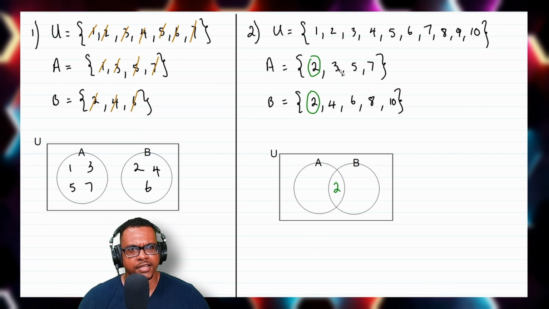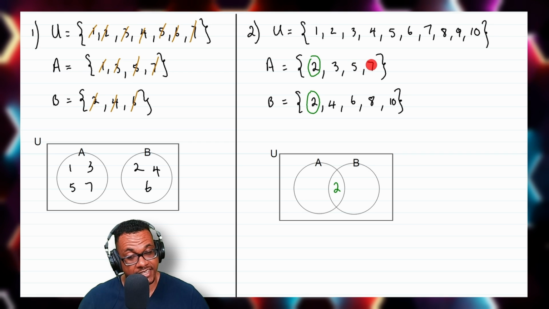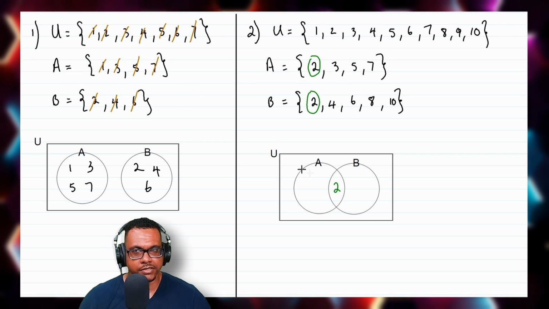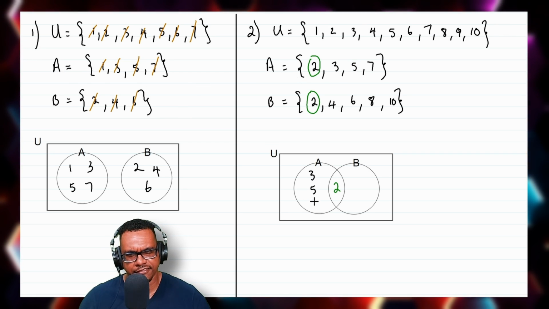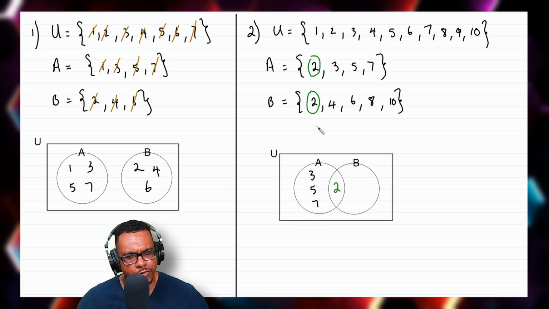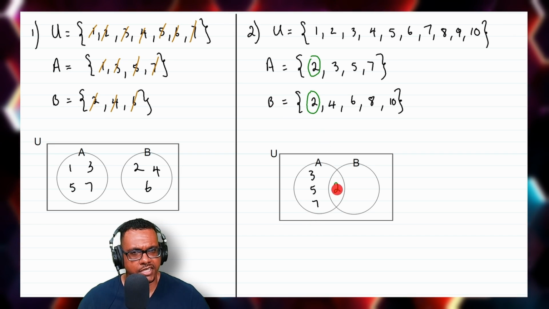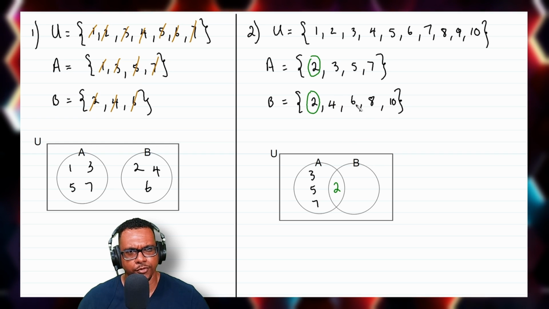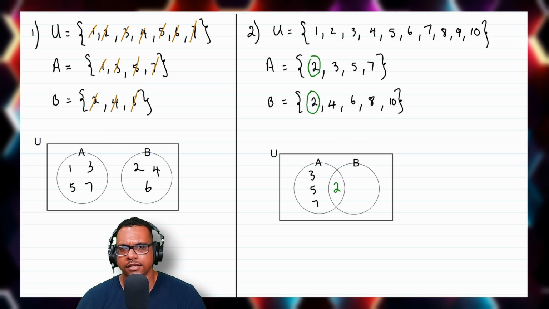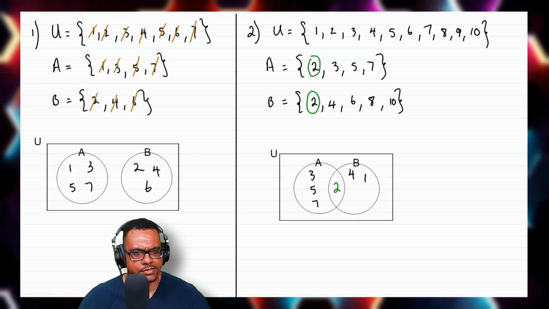So then we go through the other elements. We have 3, 5, and 7 remaining in A. So I'm going to put the 3, 5, and 7. Then when we look at set B, excluding the 2, because we already put the 2 in the intersection here, we look at the other elements, which is the 4, 6, 8, and 10. And we put that here, 4, 6, 8, and 10.